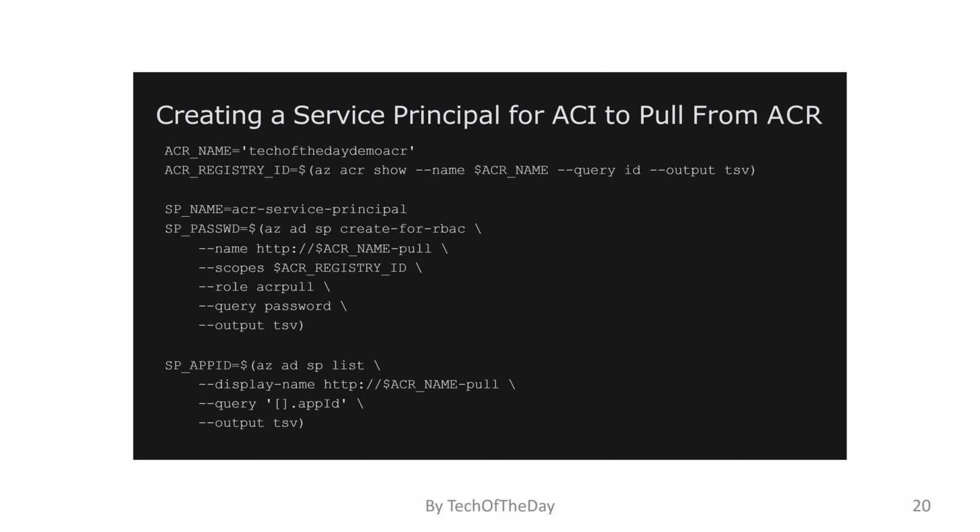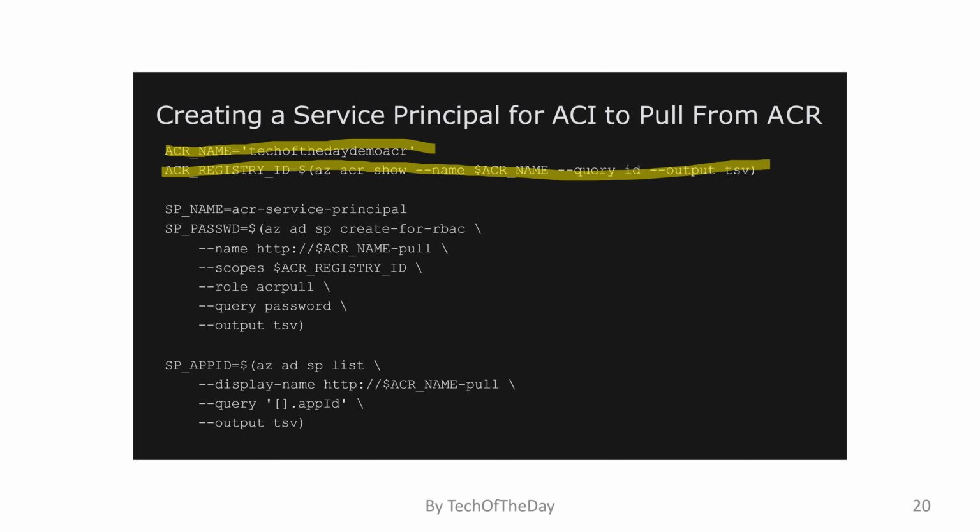Let's start off with setting some environment variables. First up, we will define ACR name, and that's the actual name of our container registry. I'm using tech of the day demo ACR, which is the name of the container registry that we deployed earlier. Update this to your container registry when needed. Now the next variable we have is the actual resource ID of our container registry.